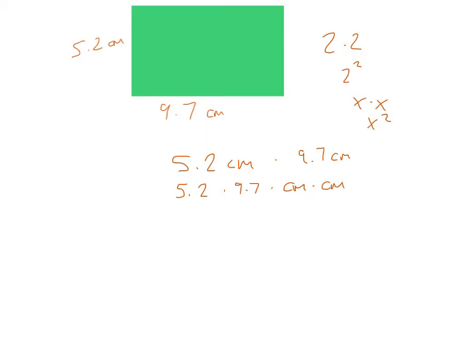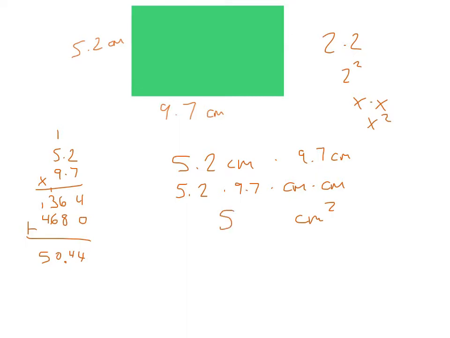Remember up here we said 2 times 2 is 2 squared. x times x is x squared. Centimeters times centimeters, centimeters squared. And then all I have left to do is the 5.2 times 9.7. And you guys know how to multiply decimals, so I'm not going to bore you with those details. I need 2 decimal places though right there. So my answer is 50.44, but remember, centimeters squared.